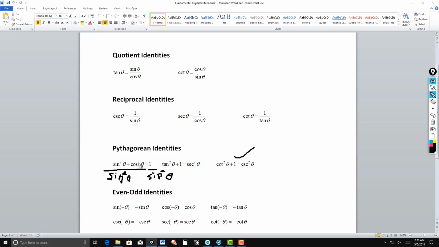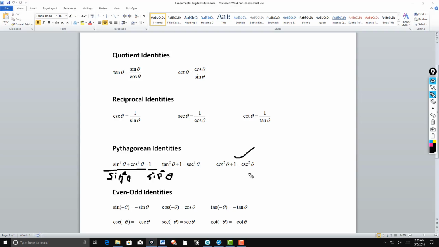And then cosine squared divided by sine squared theta. Cosine squared theta divided by sine squared theta, of course, will be the cotangent squared theta. And then on the right side, 1 over sine squared, because the sine function and the cosecant function are reciprocals, should be the same thing as cosecant squared theta. And that's how you would verify the identities.